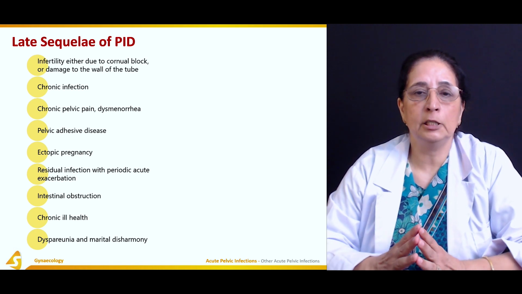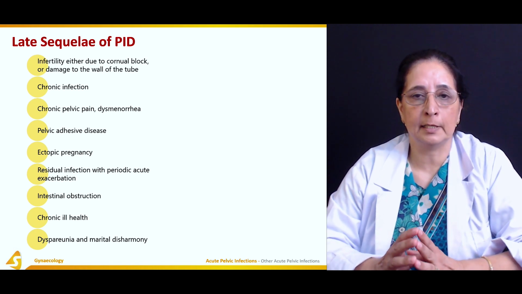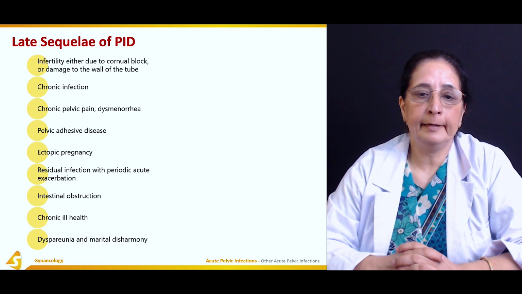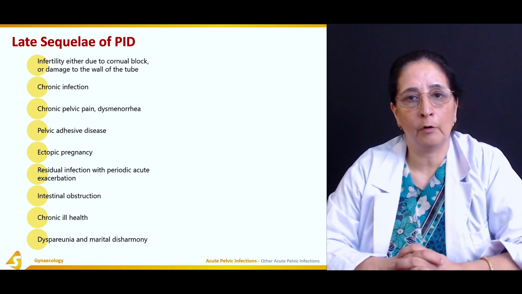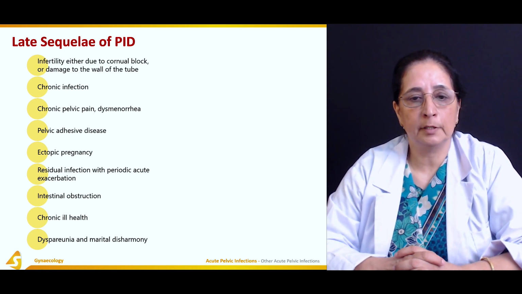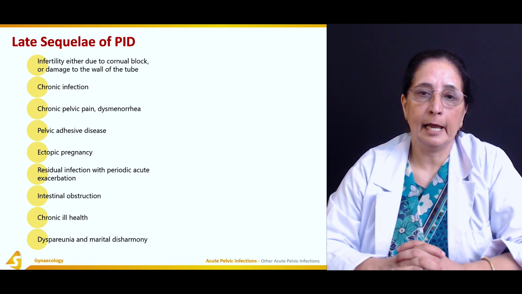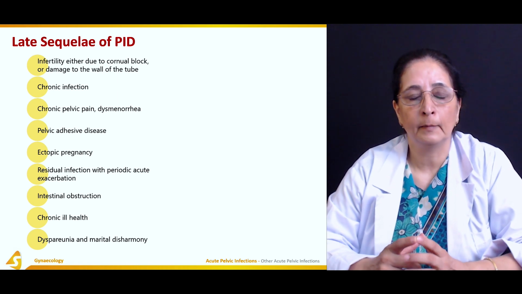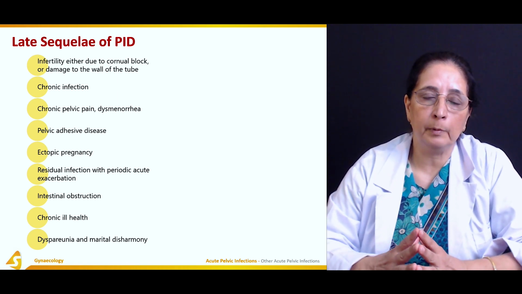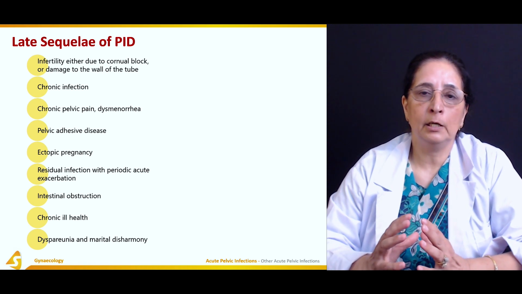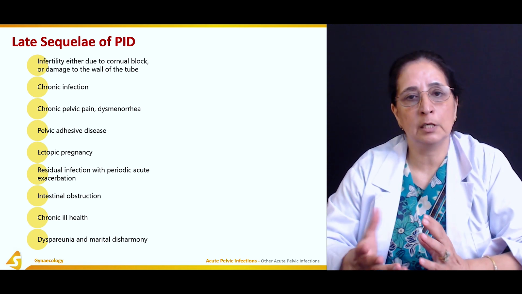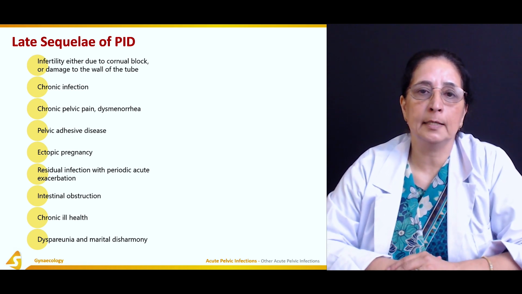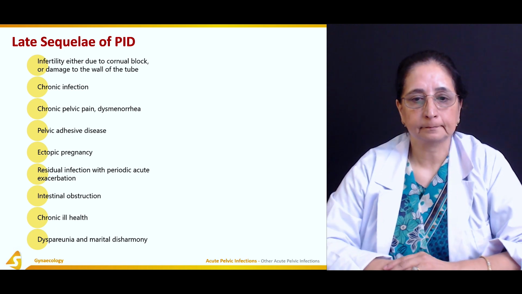Dysmenorrhea, difficult or painful menstruation, is present after pelvic inflammatory disease. Then pelvic adhesions are formed due to pelvic inflammatory disease. Ectopic pregnancy, again due to adhesion formation. There is a migration problem in the ova, and then the ova is fertilized outside the uterus. So that can lead to ectopic pregnancy, or pregnancy outside the uterus.